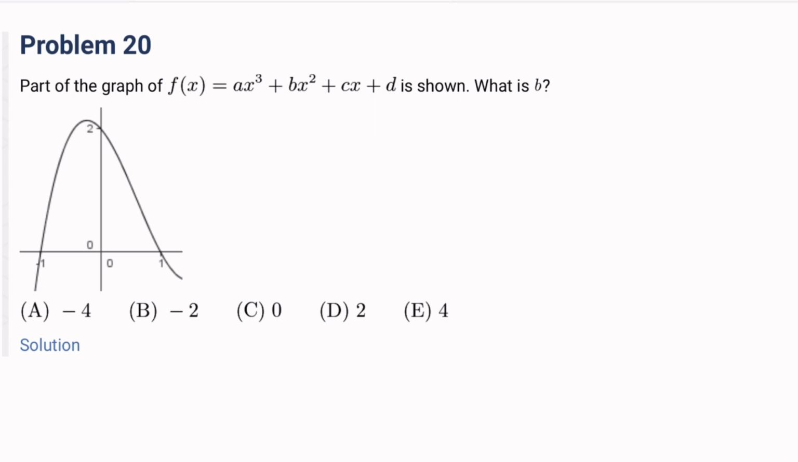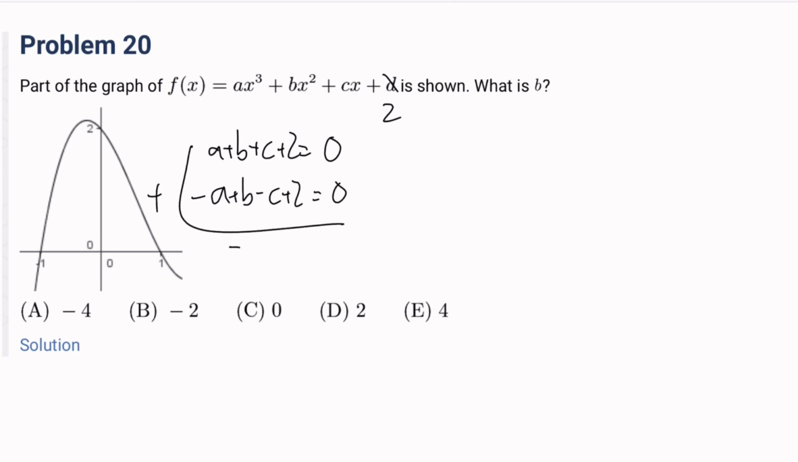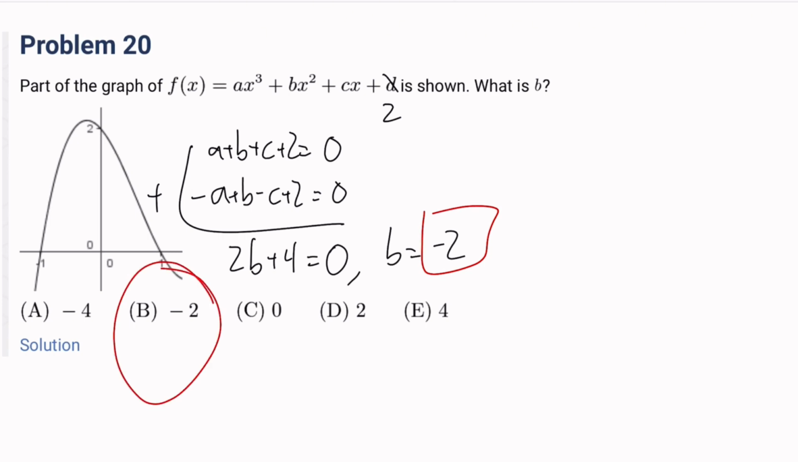Number 20: part of the graph of f(x) equals this is shown. What is B? Okay, since this has 0, 2, that means D equals 2. And we have 1, 0 and negative 1, 0, so if we plug that in, A plus B plus C plus 2 equals 0. This is from 1. And negative A plus B minus C plus 2 equals 0. That's from minus 1, right? If we add these together, we get 2B plus 4 equals 0. So B equals negative 2. So it's negative 2, it's B.